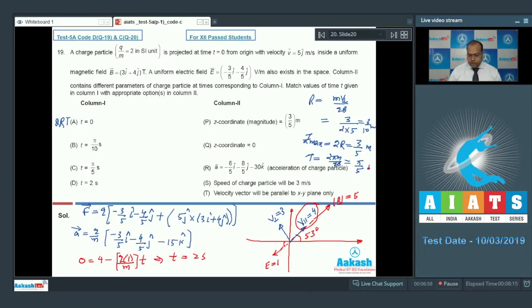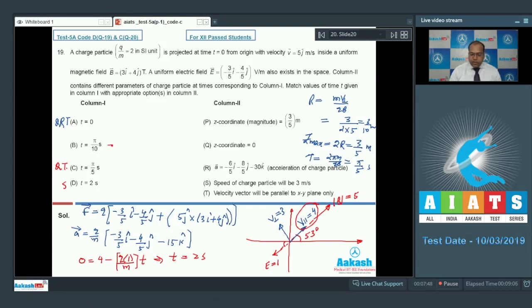So at t equal to 2 seconds, the time is not a multiple of T by 2. So we can say that for option D, t equal to 2 seconds, the correct matching will only be S. Now when the time is capital T, that is pi by 5, in that situation the z coordinate again becomes 0, so the correct matching will be Q, and the velocity vector is parallel to the XY plane, so the correct matching will be Q and T.